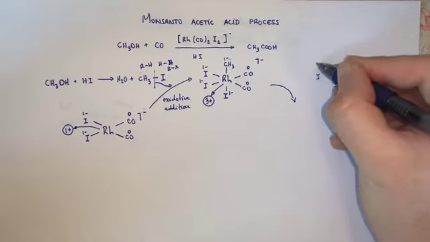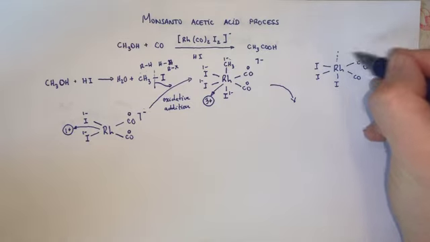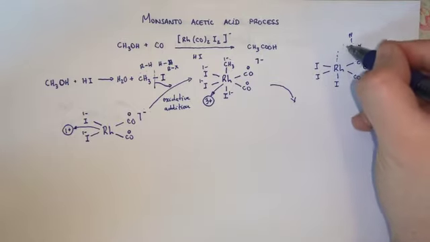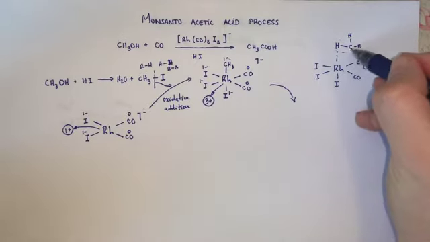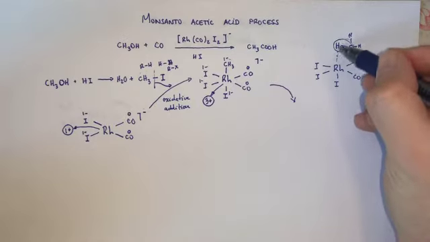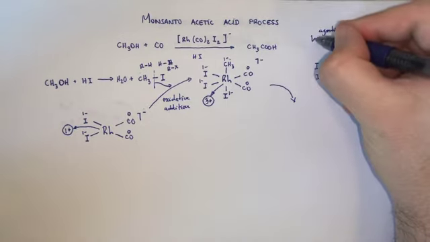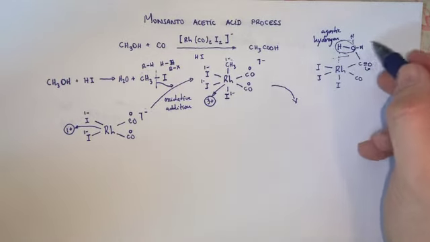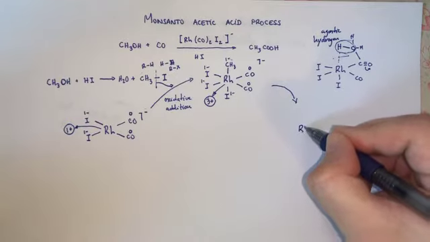CO, iodine, iodine, and okay. So this electron pair will come over here. So this CH3 group is going to interact with that carbon. So here we have an elongated carbon-hydrogen bond and still the interaction between hydrogen and metal. So that's called agostic hydrogen. Eventually, this bond is going to be broken and this is going to be transferred completely to the carbon. So we are going to end up with rhodium.